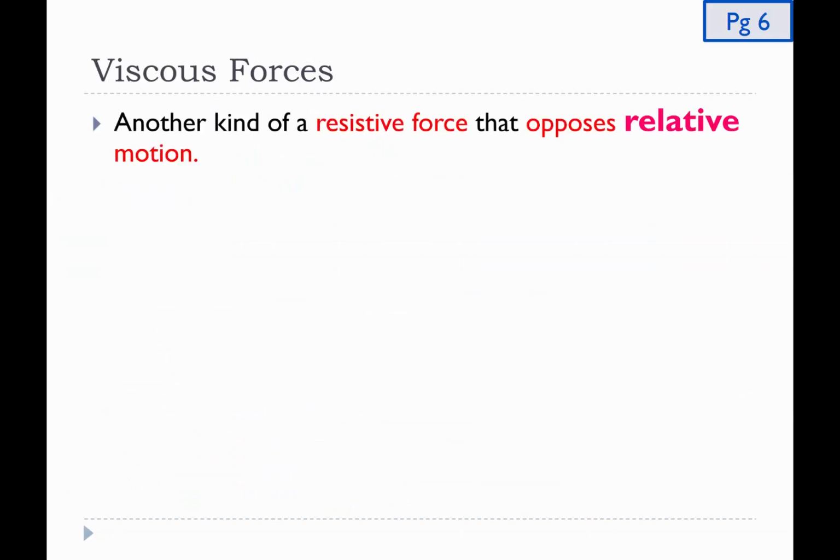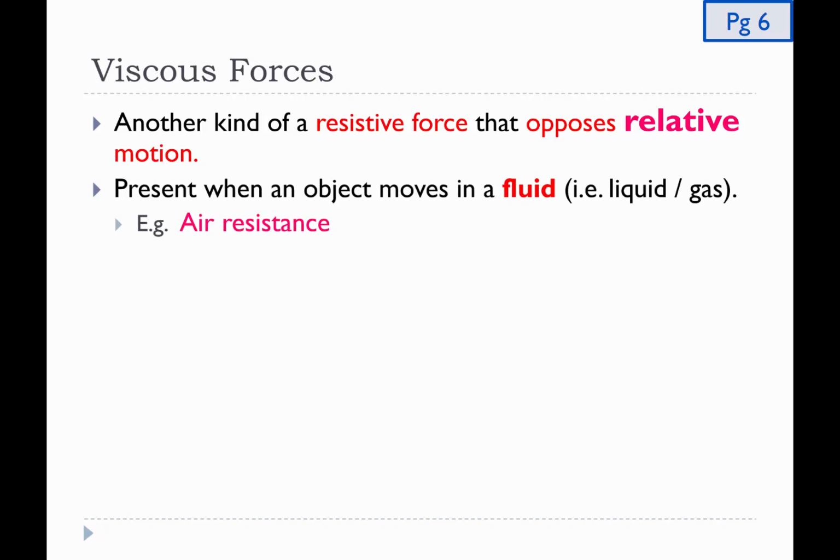So what exactly is viscous force? It is just another kind of resistive force that opposes relative motion. So you can see that it is kind of similar to friction. Indeed, there are some similarities between viscous force and friction, but there are also some differences. First and foremost, viscous force will only be present when an object moves through a fluid. Fluid can be liquid or gas. The example is air resistance. So this presents a first difference between viscous force and friction.